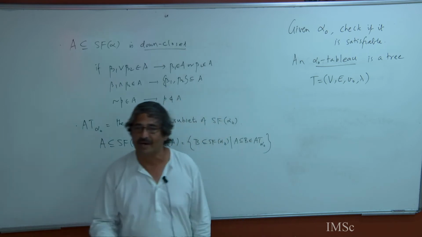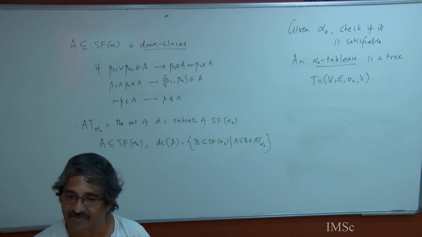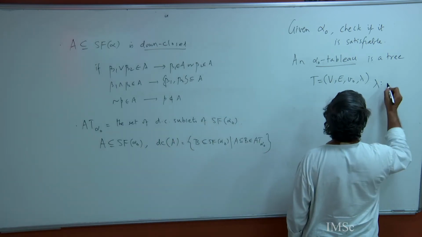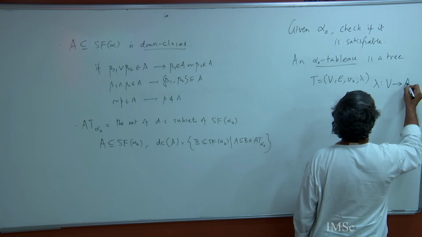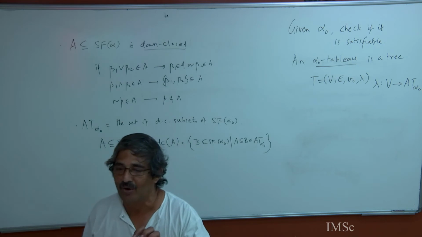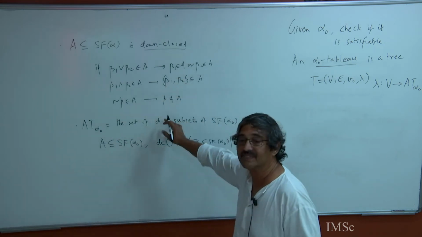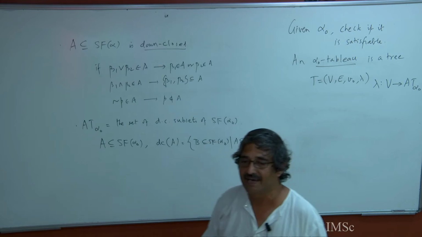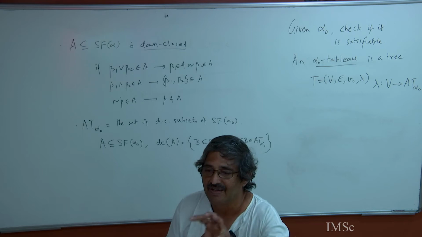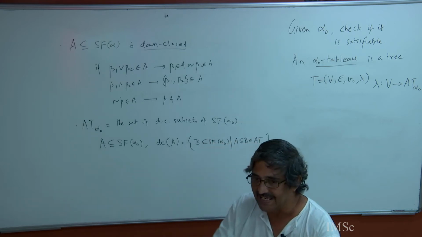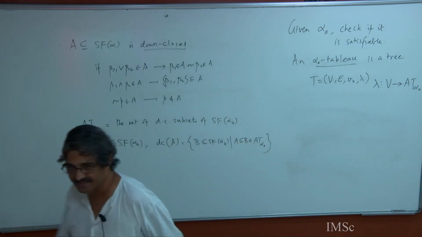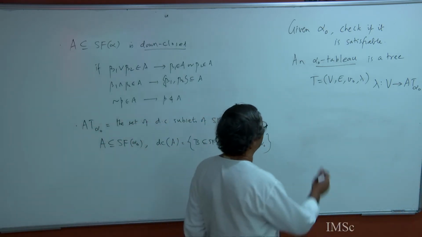It's a rooted tree, rooted at some vertex V0, and lambda is a map from V to the atoms, so every node is labeled by one of the atoms. This is the idea, right? So from that you will pull out a model. I want to build a model. So every element as I construct is going to have a down-closed subset. So lambda is a labeling function that satisfies certain conditions.